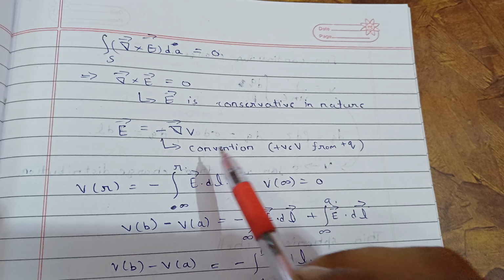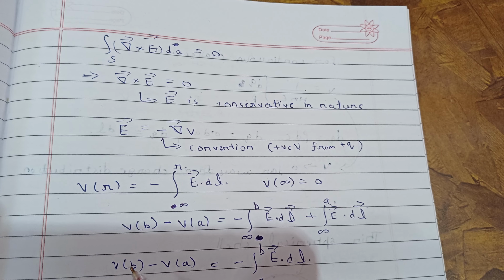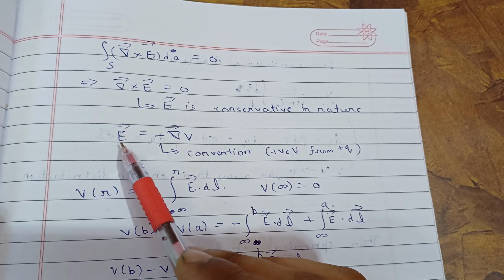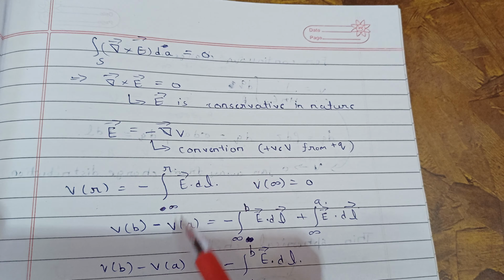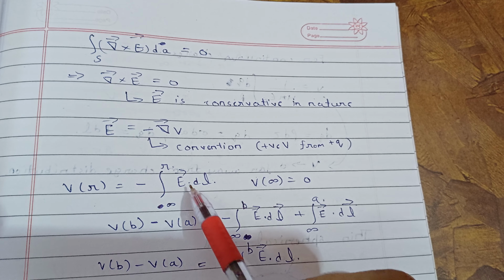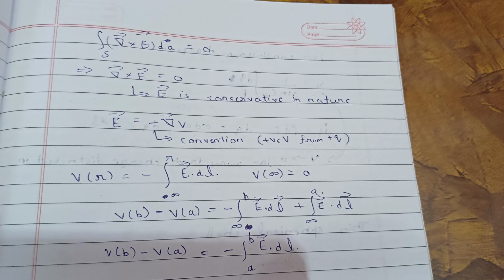So that's why this is just the convention to get the positive potential for the positive charge. This is the expression for the electric field in terms of potential. From here we can find V at any point R, which will be minus the integral from infinity to R of E dot dl. At infinity we assume the potential is 0.